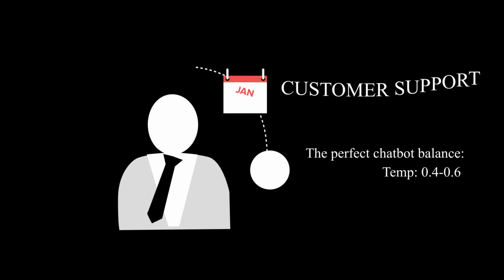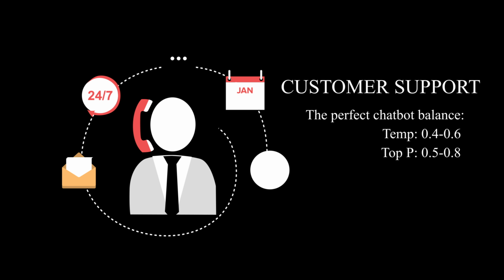For friendly yet professional chatbot responses, temperature around 0.4 to 0.6 keeps it warm but coherent. Top P between 0.5 and 0.8 maintains natural conversation flow.